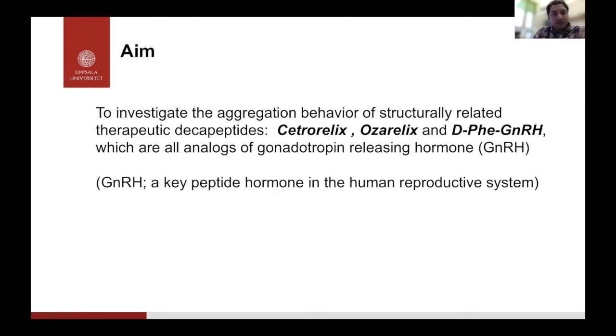by inhibition of their secretion from the anterior pituitary gland. And D-phenyl-GnRH is basically an agonist. Initially they are designed to stimulate the secretion of gonadotropins, and continuous application results in the decrease of this pituitary hormone secretion. Their potential application is for prostate and breast cancer and endometriosis. And one of the cetrorelix-based formulations is already approved for endocrine therapy.